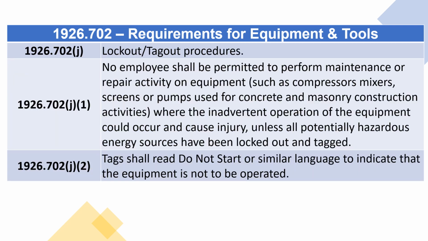1926.702(j) Lockout/tagout procedures. 1926.702(j)(1) No employee shall be permitted to perform maintenance or repair activity on equipment, such as compressors, mixers, screens, or pumps used for concrete and masonry construction activities, where the inadvertent operation of the equipment could occur and cause injury, unless all potentially hazardous energy sources have been locked out and tagged. 1926.702(j)(2) Tags shall read "Do not start" or similar language to indicate that the equipment is not to be operated.